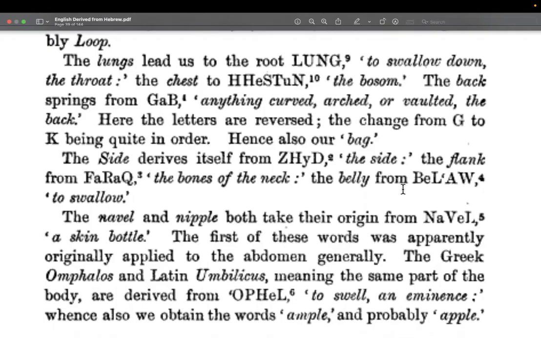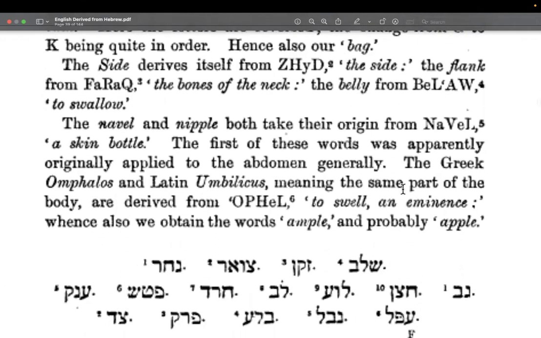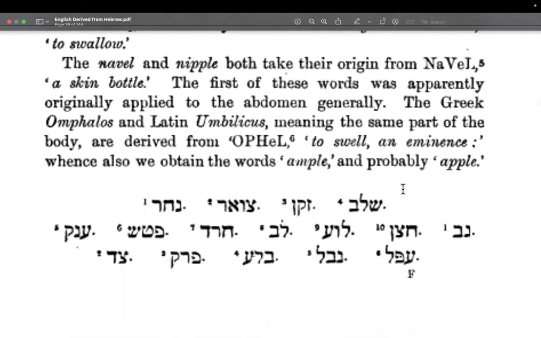The side derives itself from zahid, the side. The flank from farak, the bones of the neck. The belly from bilah, to swallow. The navel and nipple both take their origin from nivel, a skin bottle. What you would suck from, okay, or I get it. And it looks like the opening of a bottle, maybe.